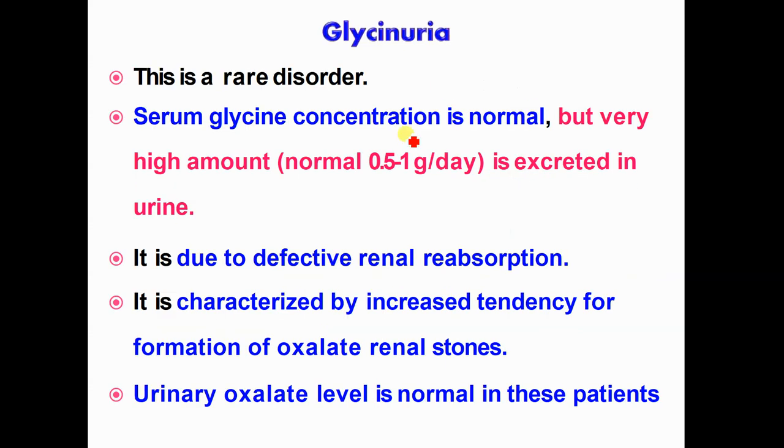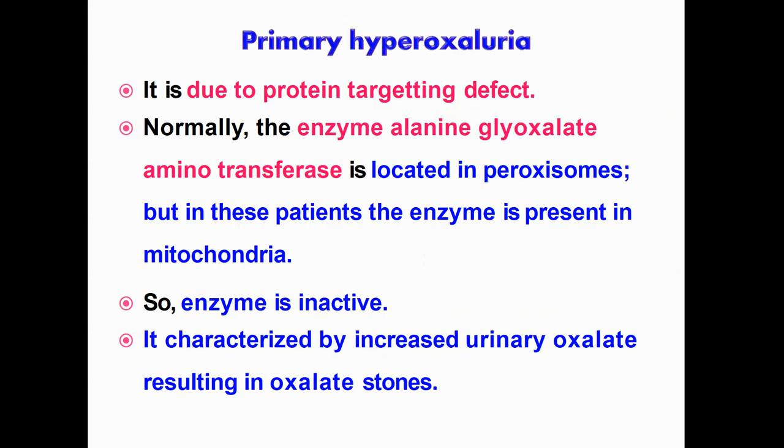And glycinuria is a rare disorder where serum glycine concentration is normal but a very high amount of glycine is excreted in urine. It is due to defective renal reabsorption and it is characterized by an increased tendency of oxalate renal stones. Urinary oxalate levels in these patients remain normal.